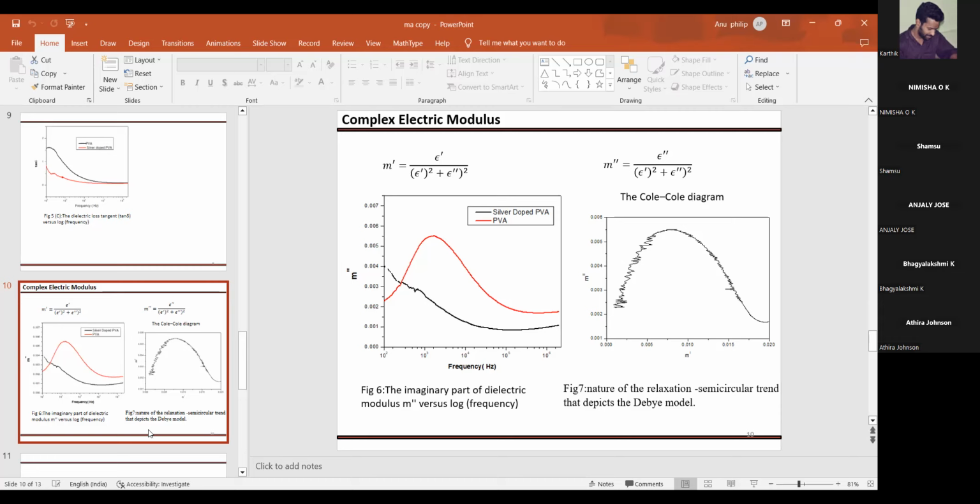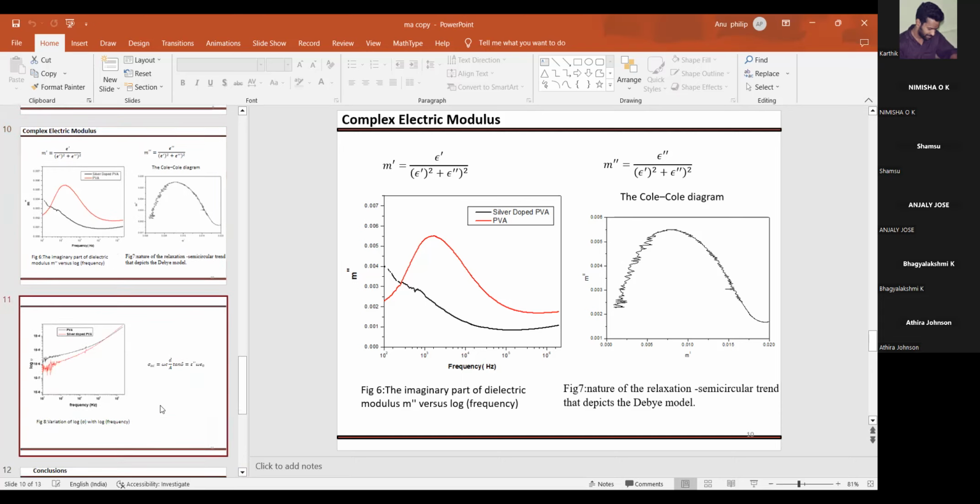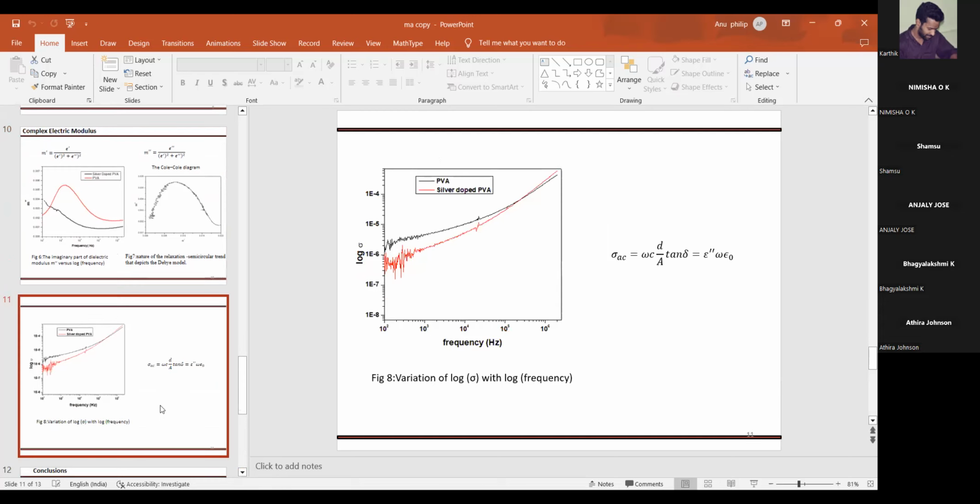This semicircular well depicts that the samples are following the Debye model. We also calculated the AC conductivity, and it shows that silver doped samples show a lower conductivity value, or only a slight diminishing in the conductivity value in the low frequency region, but in the high frequency region, that is almost coinciding.